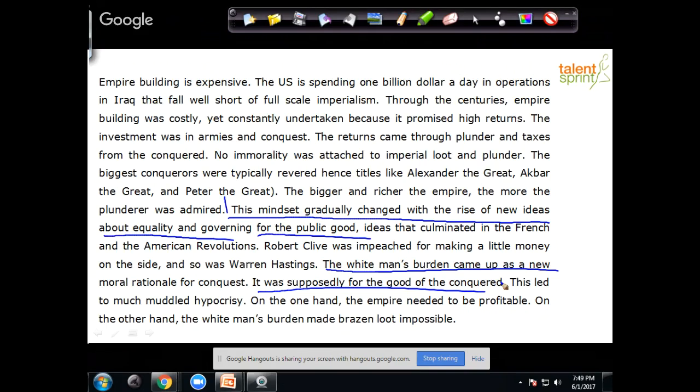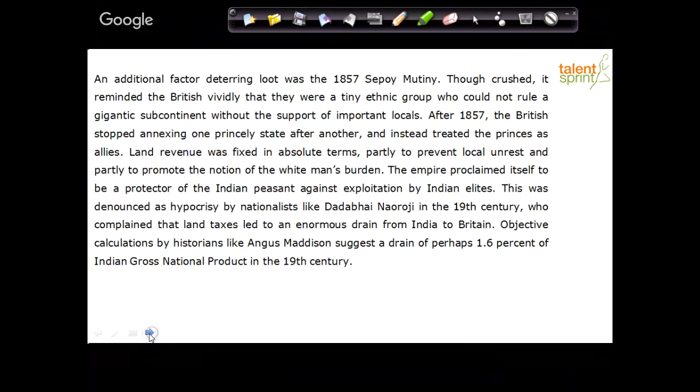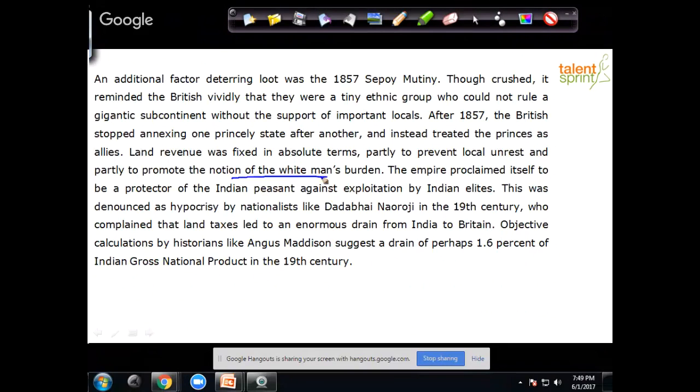So that's another example phrase for us. Here it says, land revenue is an aptly term partly to prevent local unrest and partly to promote the notion of the white man's burden. Read in and around the context. After 1857, the British stopped annexing one princely state after another and instead treated the princes as allies. Land revenue was fixed in absolute terms.